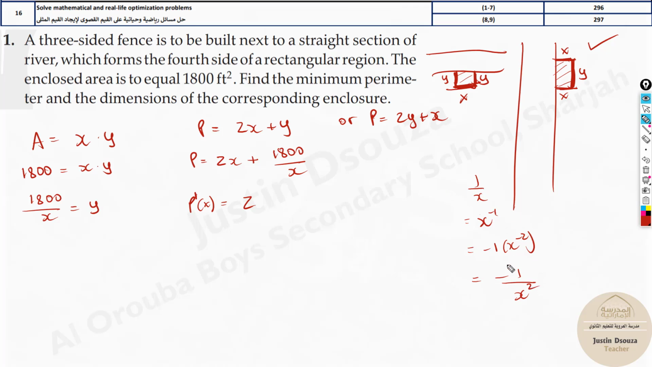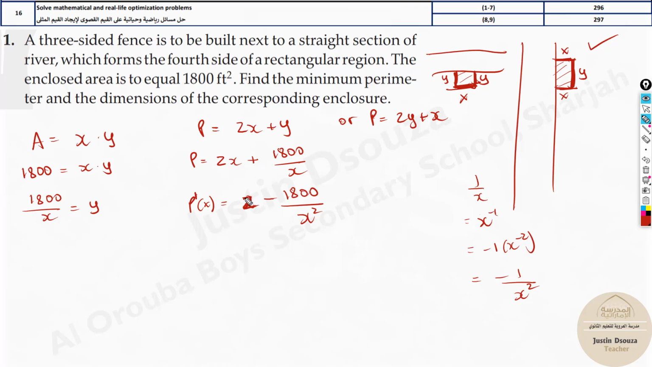Instead of doing this all the time, you can easily remember the formula: the derivative of 1 by x is minus 1 by x squared. Here, 2 minus, this plus becomes minus, 1800 constant divided by x squared. This is the derivative we get. This is 2.